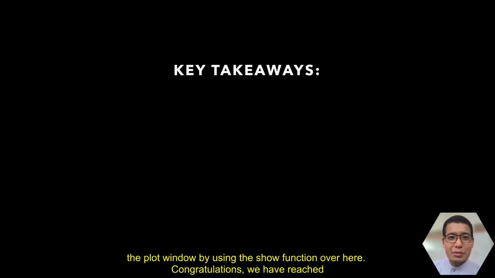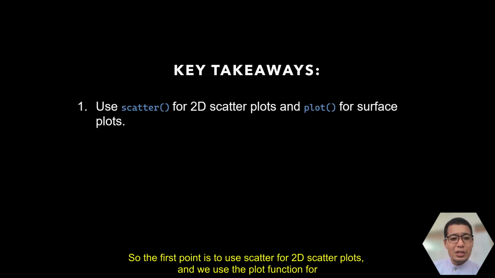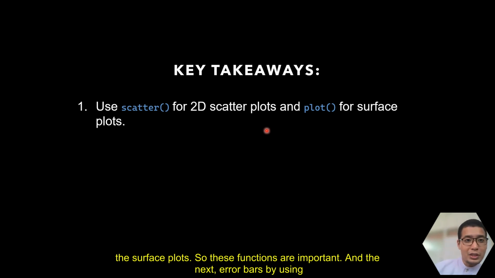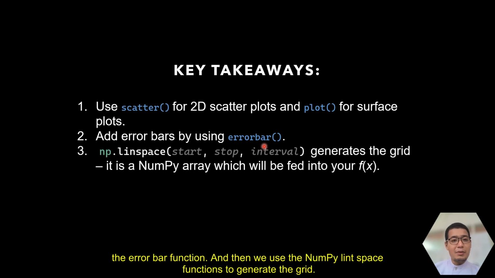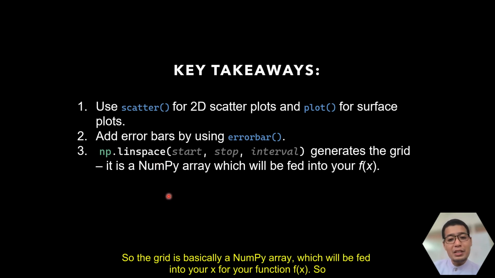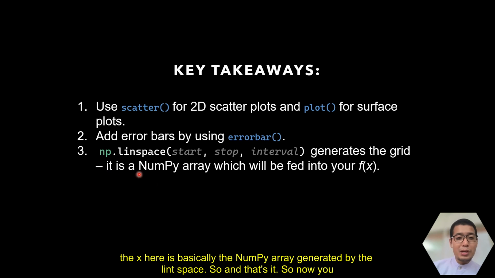Congratulations, we have reached the end of our lesson for now. Before we leave, I need you to remember a few key points. The first point is to use scatter for 2D scatter plots, and we use the plot function for line plots. These functions are important. Next, add error bars by using the errorbar function. And then we use the NumPy linspace function to generate the grid. The grid is basically a NumPy array which will be fed into your x for your function f of x. So the x here is basically the NumPy array generated by linspace.